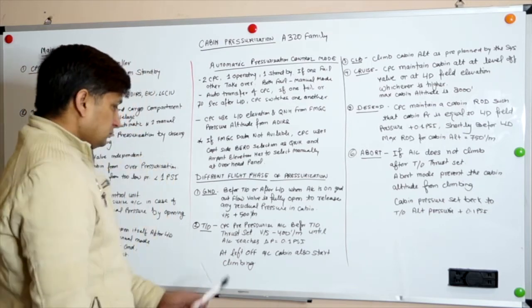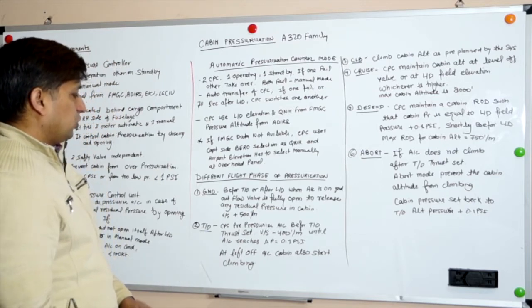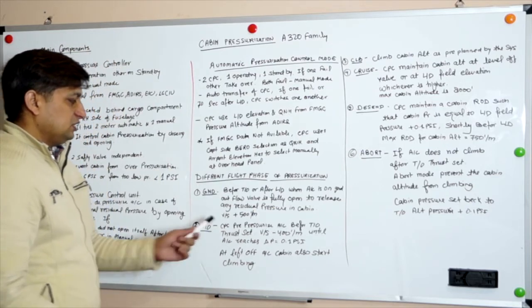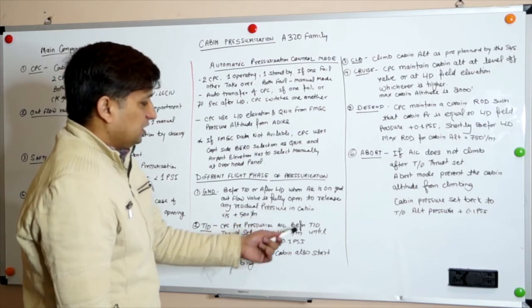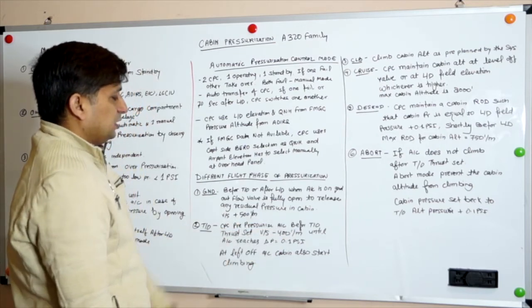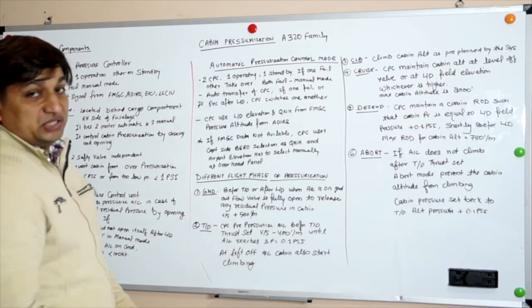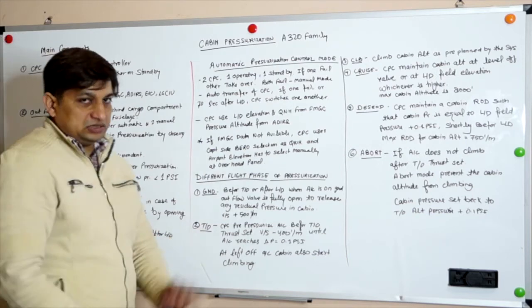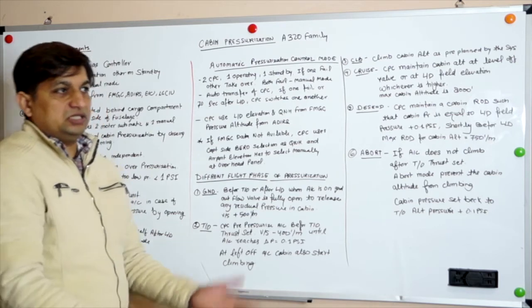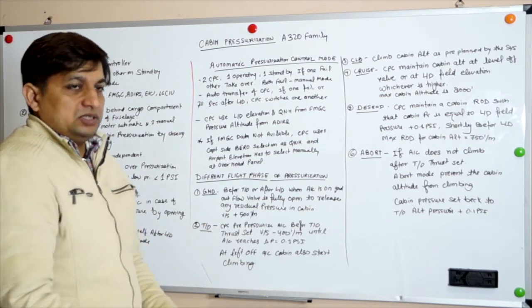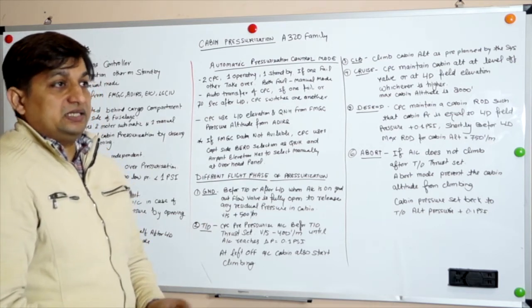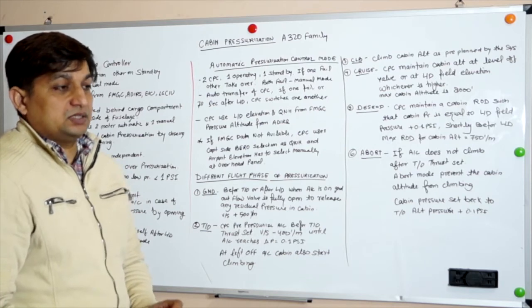Okay. The second thing is the takeoff phase. In the takeoff phase, the CPC pre-pressurizes the aircraft before takeoff thrust is set. Why is it pre-pressurized? As we discussed earlier, to avoid the pressure surge. Because at the time we set the takeoff thrust, lots of bleed air and pressure can go into the systems and it can over-pressurize the cabin.